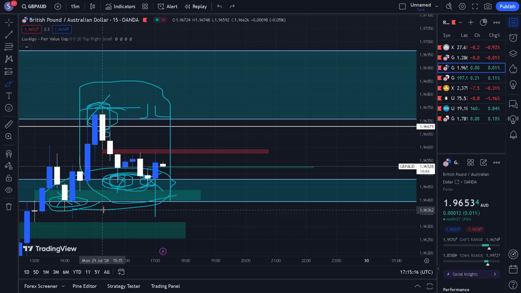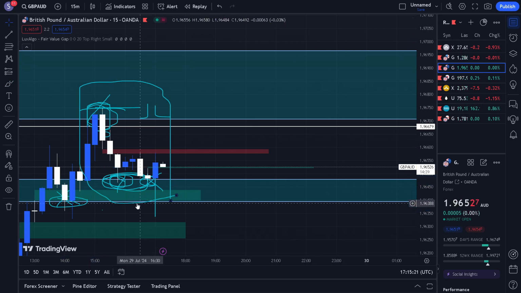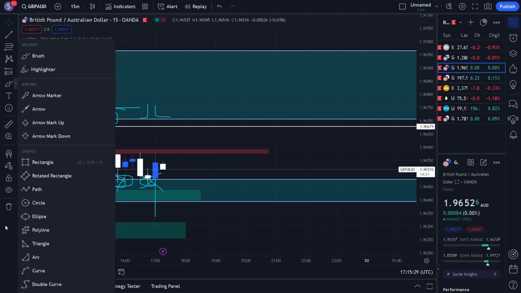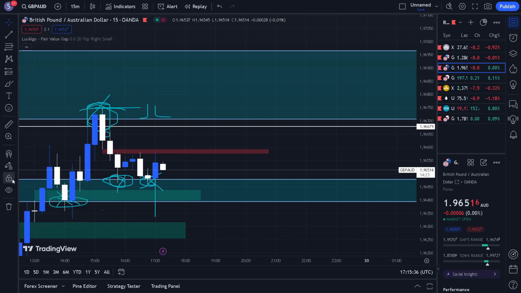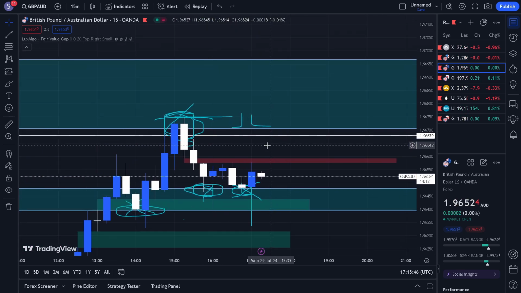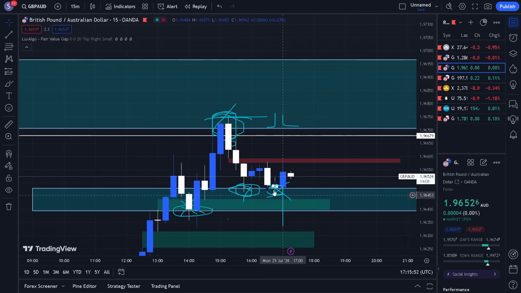So wait, let me just remove all this drawing. Let me see, is there any eraser? I don't seem to find any eraser, but this is for our own view. So there's one liquidity sitting here. There's three liquidity sitting here. And I'm hoping the price will go down.